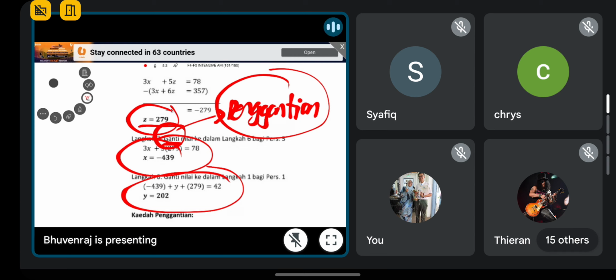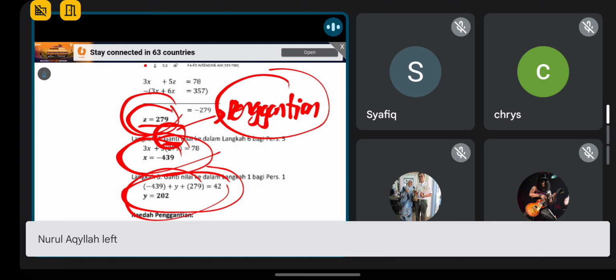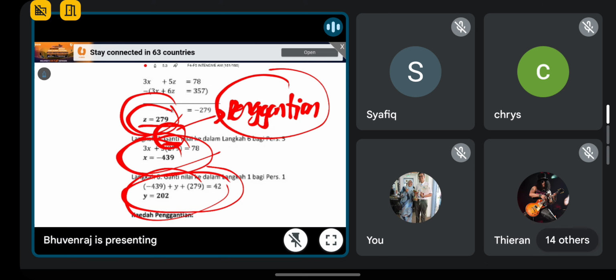This one people always fail to realize. Calon selalunya lupa. Ya, ganti balik dalam persamaan soalan. Always substitute all these three values back in the question. Gantikan balik untuk tengok sama ada left hand side value equal to the right hand side value or not. Cuba cek nilai kat sebelah kiri sama tak dengan nilai kat sebelah kanan. So this is a way to make sure your answer is correct or wrong.